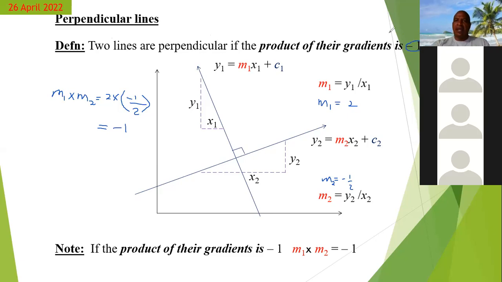Just as we know that two lines are parallel if their gradients are the same, we now know that two lines are perpendicular if when you multiply their gradients, you get -1. All right, so that's something that you have to know.